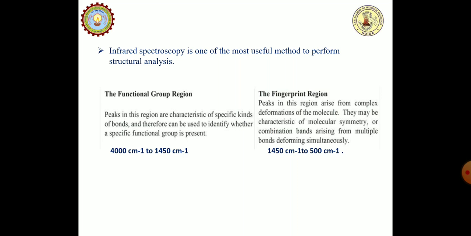The second one is the fingerprint region. The fingerprint region range is in between 1450 to 500 centimeter inverse. The peaks coming under this range are called the fingerprint region. This region arises from complex deformation of the molecules, and may be characteristic of molecular symmetry or combination of bands arising from multiple bond deformations simultaneously.